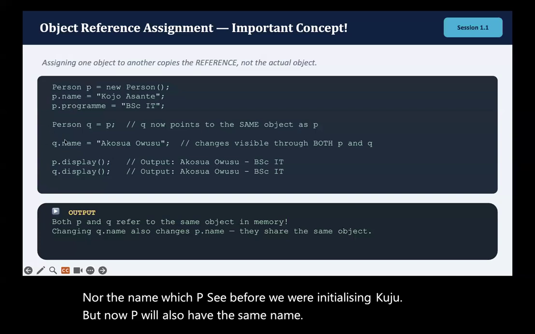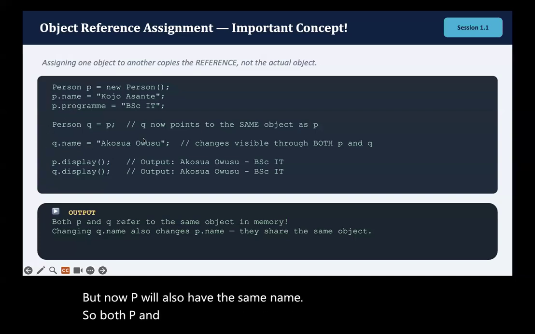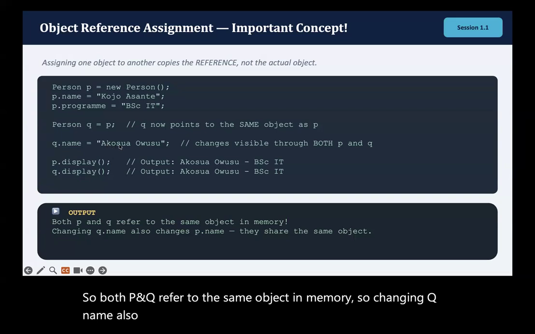So both P and Q refer to the same object in memory. So changing q.name also changes p.name. They share the same object.